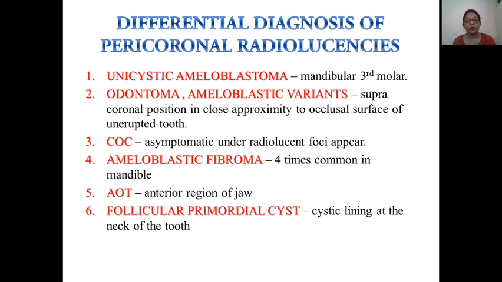The follicular primordial cyst, rather than the eruption cyst, takes place in the cystic lining at the neck of the tooth, meaning the crown of the tooth is involved. The cystic lining arises from the crown of the tooth, and thus we can differentiate it from all the other pericoronal radiolucencies.